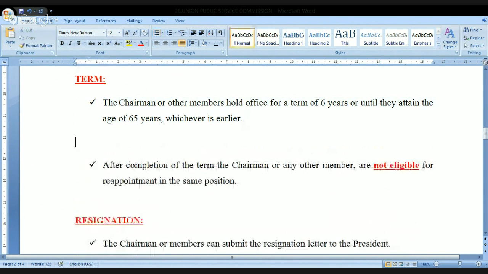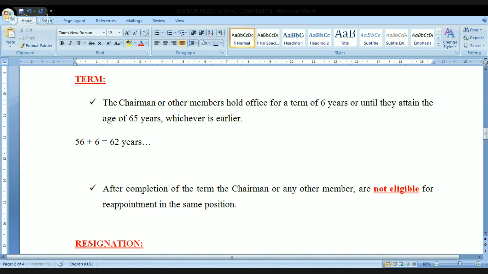So let me give you some explanation regarding what exactly this is. Say, for example, a person is appointed at the age of 56. Look at the screen very clearly. If he is appointed at the age of 56, he will continue for a period of 6 years, so by this time he attains the age of 62 years. Hope you are following this. Now, in this particular case, what is happening? This gentleman is completing the term of 6 years before he attains the age of 65 years. So once he completes the term of 6 years, immediately he'll be out, meaning he will not be allowed to continue up to the age of 65 years.